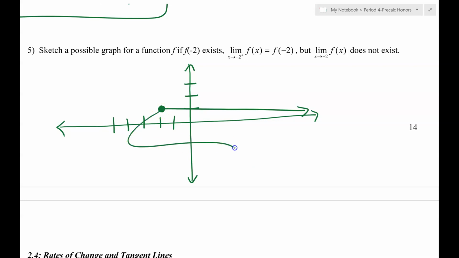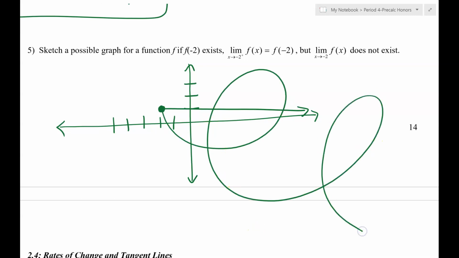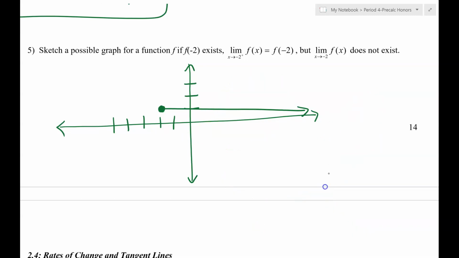Guys, don't do this, because that does not pass your vertical line test. So, all right. Well, Thomas did this. Thomas, that's not going to pass. Okay.